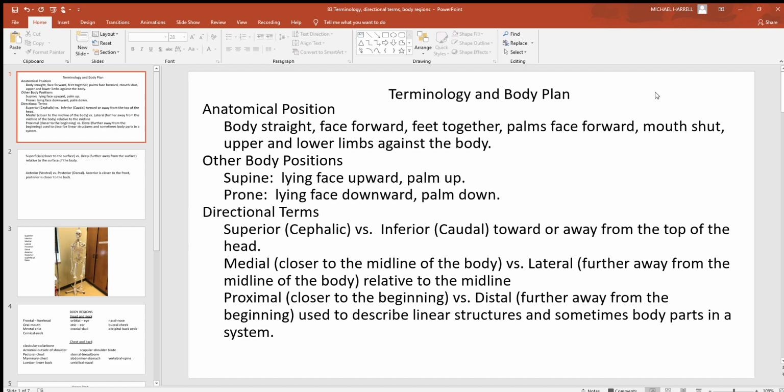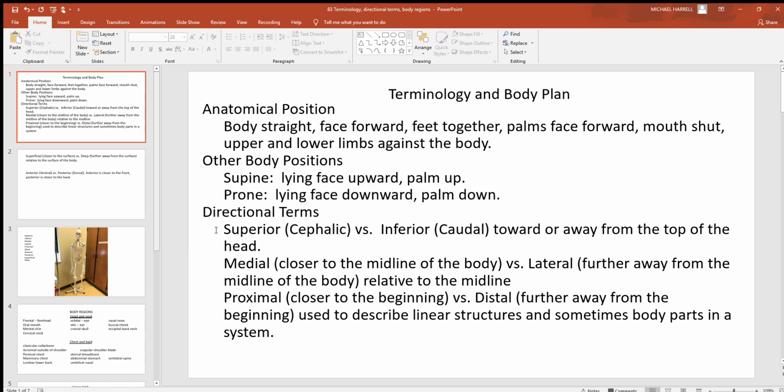Now, some other body positions you hear along with this are supine and prone. Usually you hear these words supine and prone when you hear about a person lying face upward or downward. But another time you might hear them is with the palms of the hands. Palms up or palms down. So always think of supine being up and prone being down, for the entire body or the palms.